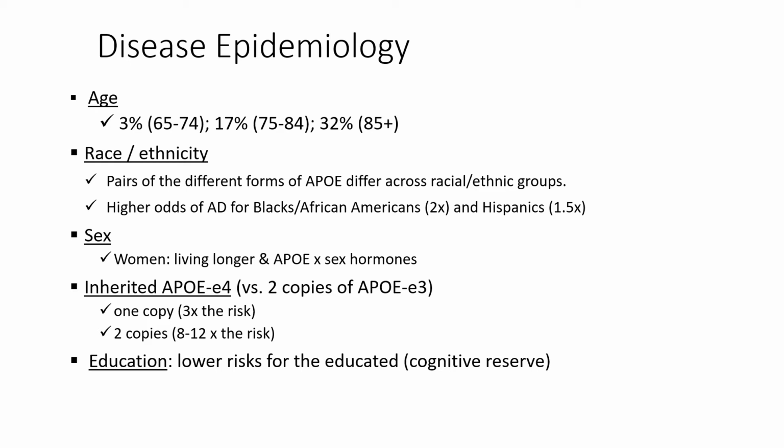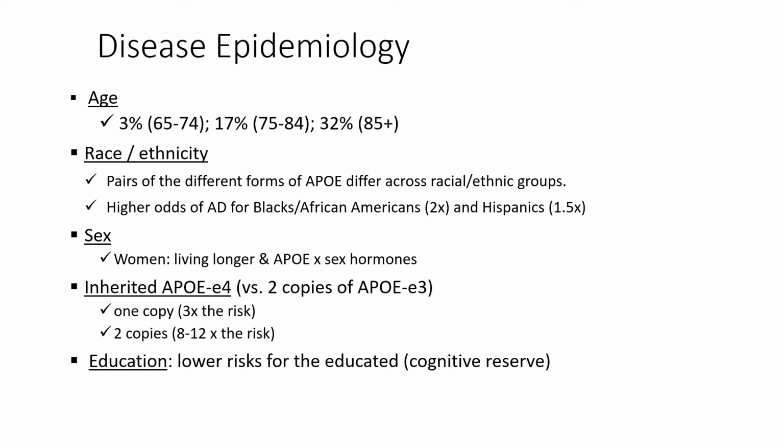When compared to Caucasians or whites, blacks or African Americans have 2 times the odds of being diagnosed with Alzheimer's disease. When compared to Caucasians or whites, Hispanics or Latinos have 1.5 times the odds of being diagnosed with this disease. Women have higher risk for Alzheimer's disease, maybe because they tend to live longer than men. Women's higher risk for Alzheimer's disease may also be partly due to the interaction between the APOE allele with the sex hormones.